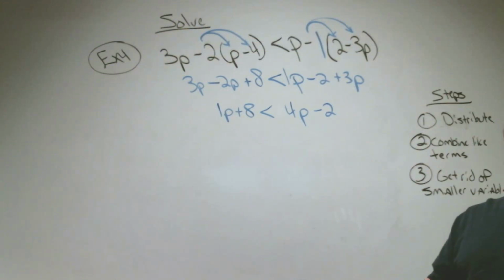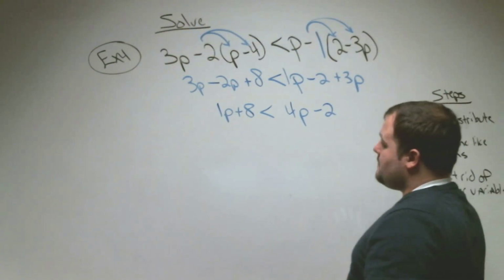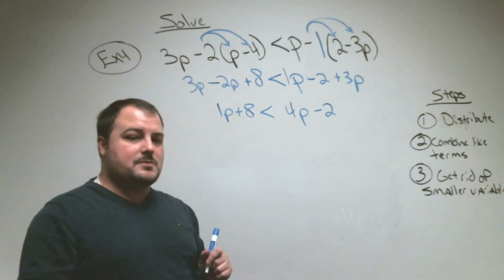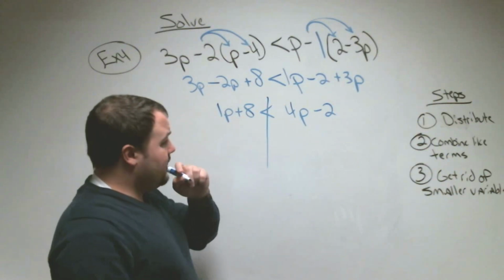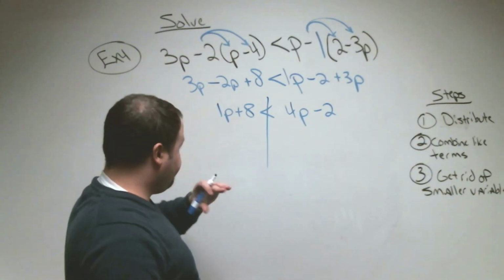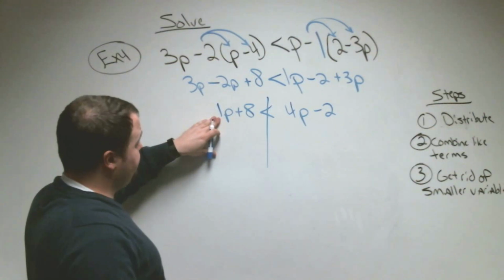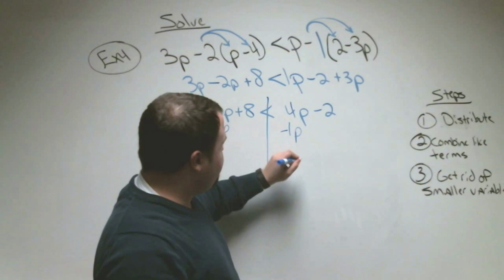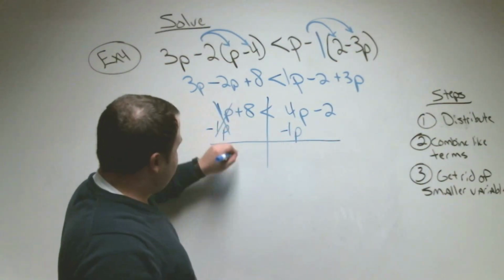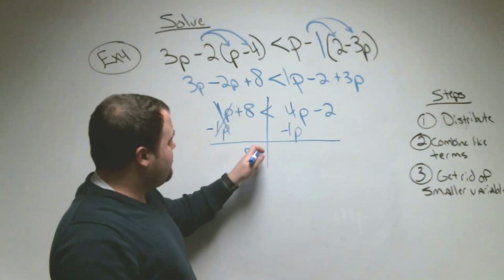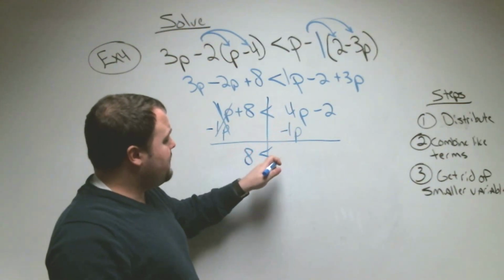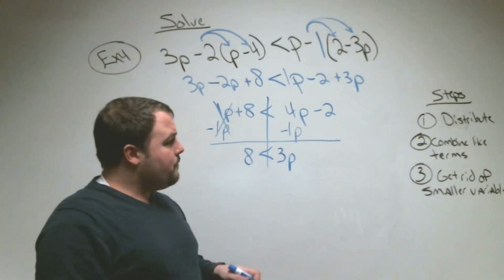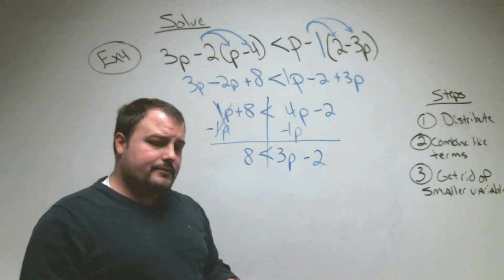Third step is we're going to get rid of the variable that's smaller. So we're looking at this. Well, we have 1 and we have 4. The smaller variable is 1. So I'm going to draw a line through the inequality sign, and I'm going to get rid of this 1. Well, to get rid of 1, I subtract 1. Subtract 1. This is going to cancel out. I have 8 is less than 4p minus 1p is 3p. Now, I still have that negative 2.